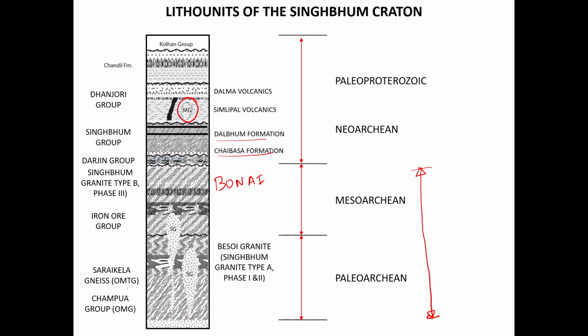And at the top is the Kolhan group, which lies in the southern part of Singhbhum Craton. It is formed in an intracratonic basin. As a whole, the Kolhan group is a transgressive feature that is interpreted as having formed in a rift setting. So, all this is about the Singhbhum Craton and its stratigraphic succession and horizon.